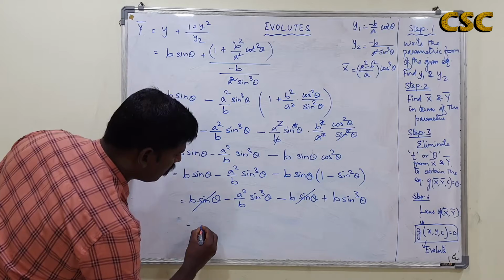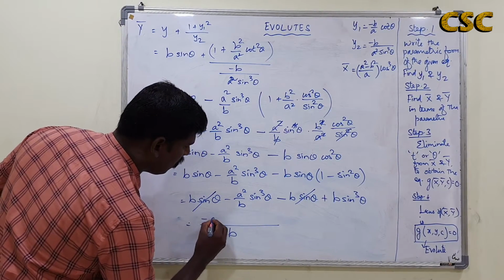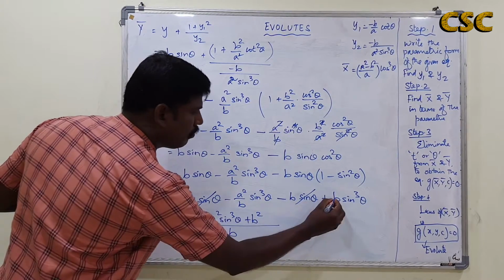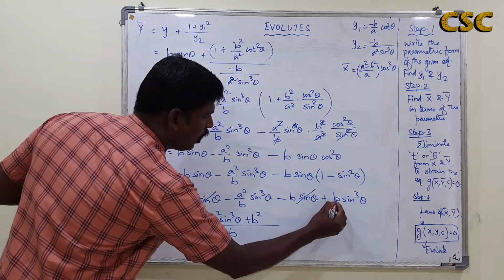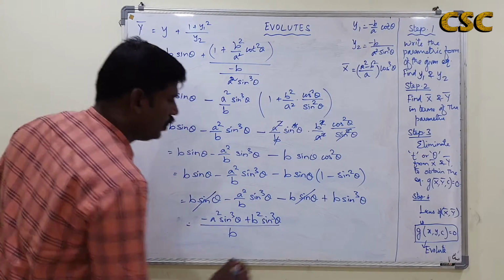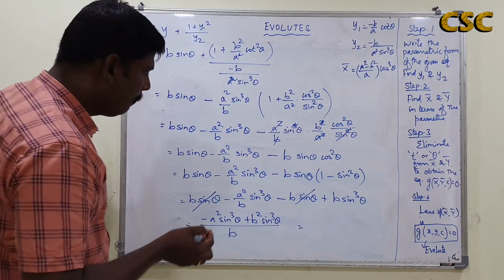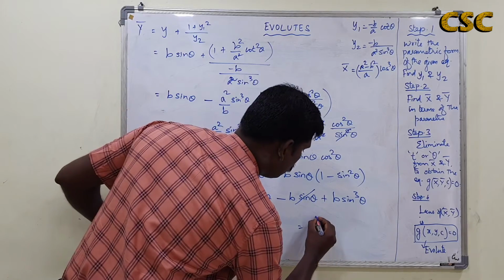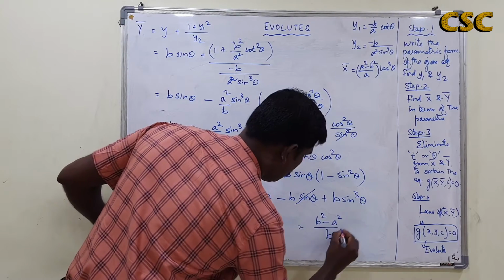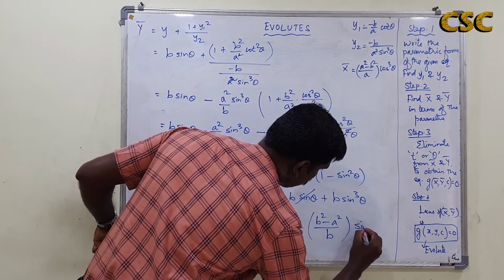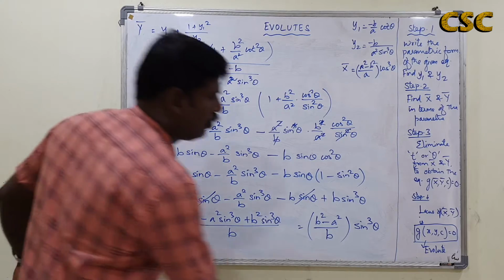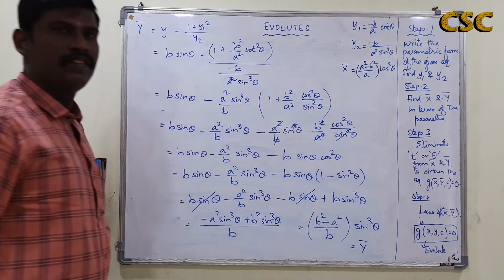I am taking LCM between these two terms. So b is the LCM: minus a square sin cube theta plus b square, taking LCM b, multiply this b with this b. So b square sin cube theta, right? Taking sin cube theta common, so what you will get? b square minus a square by b into sin cube theta, isn't it? This is the value of y bar.